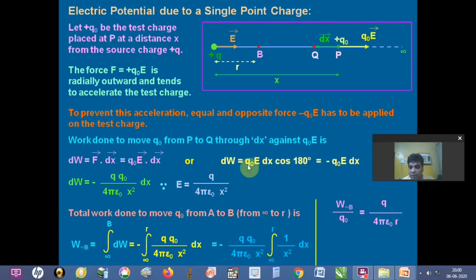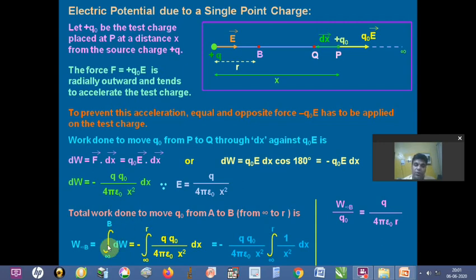Therefore the value of it is Q naught E dx into -1, that means minus Q naught E dot dx. So what is the value of electric field here? Q by 4 pi epsilon naught x square. We have put here the value of electric field which we have derived. So we have this expression. Now we have calculated dw.